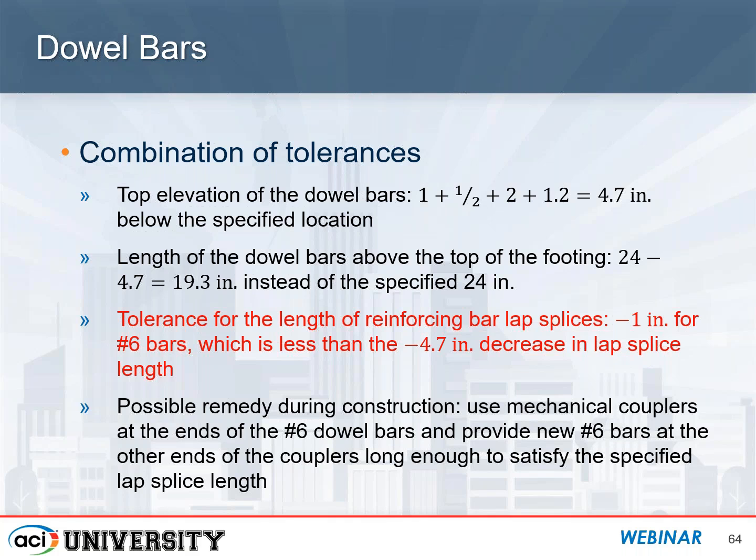But what you can do in this case is, it's a costly solution, but you may not have any other choice but to specify mechanical couplers at the ends of the dowel bars and then provide some new number 6 bars, or cut the other, whatever the case may be, and then lap splice those to the column bars to get your required length. There's a lot of creative things you can do. This is just one out of many things to try to remedy this problem.